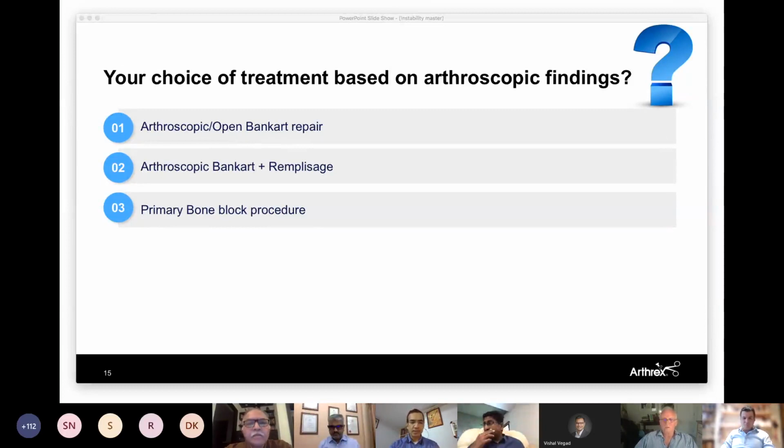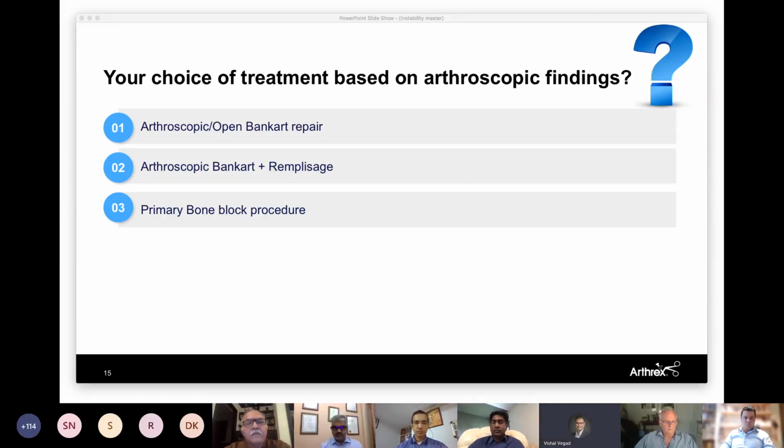Vish, do we have the results out there yet? Yeah, indeed. Thanks, Mark. So 71% would say arthroscopic or open Bankart repair, and 23% is suggesting that we go with an arthroscopic Bankart plus remplissage. And 4% would say primary bone block procedure. Okay, so it's gone down.